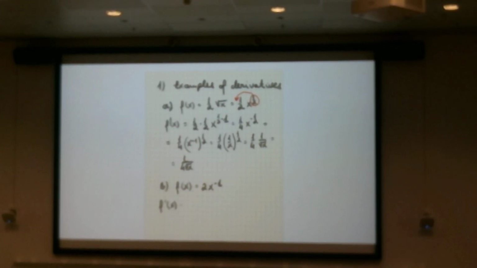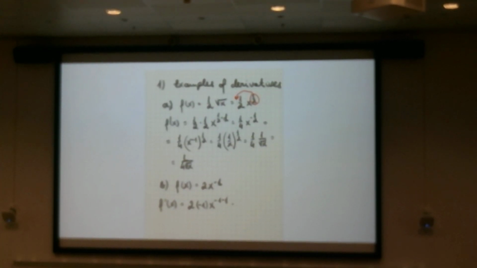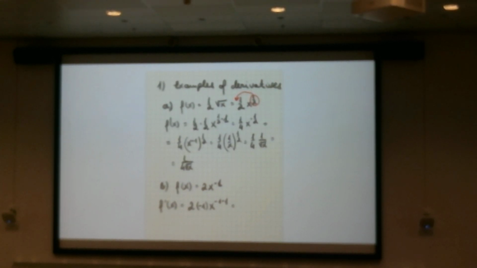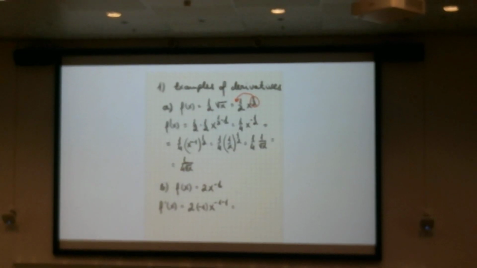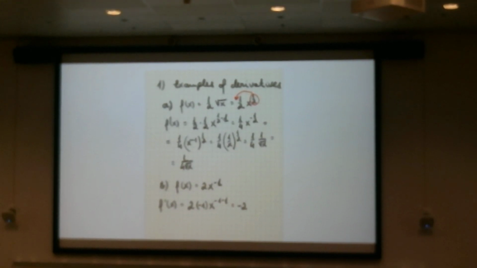So f of x prime. 2 remains, minus 1 goes down, and I have x to the power of minus 1 minus 1. The only aspect you need to take care of here in the exponent is not to mess up the subtraction. That minus 1 is minus 2. So you need to be a bit careful here. Minus 1 times 2 is just minus 2, and I have x to the minus 2.